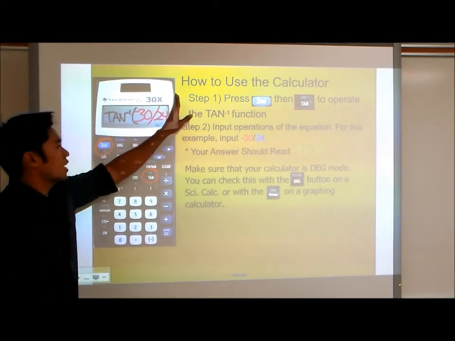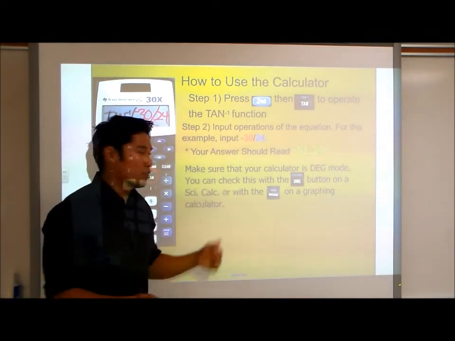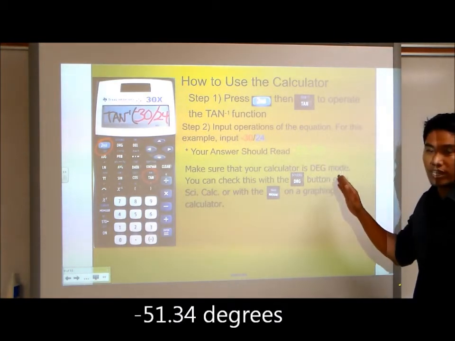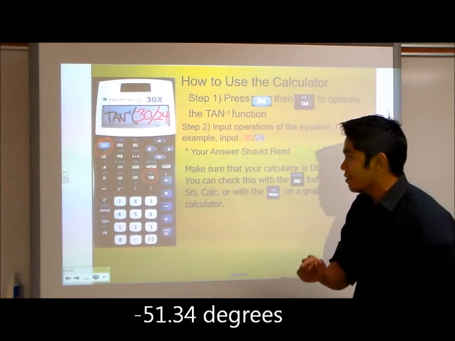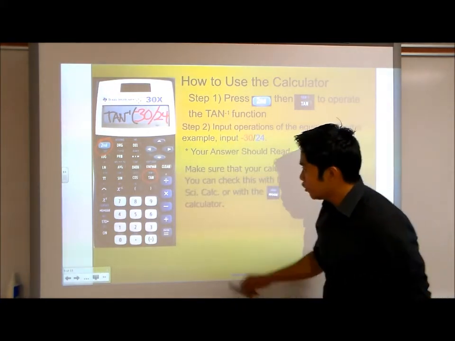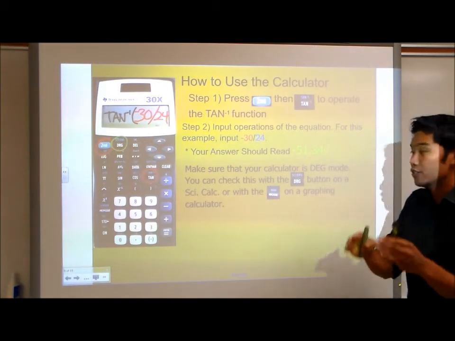But notice that you can either close the parentheses or keep the parentheses open. It really doesn't matter at this point. You should read negative 51.34 degrees. If your calculator does not say that, then if you're using a scientific calculator, you're going to push this button right here. It's called the DRG button, and you need to get it in degree.